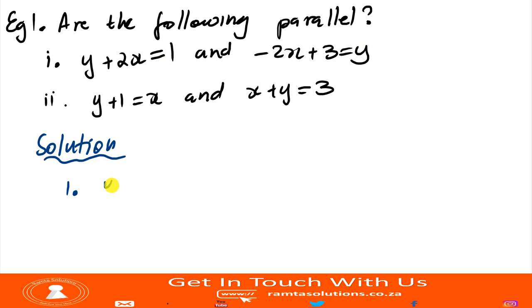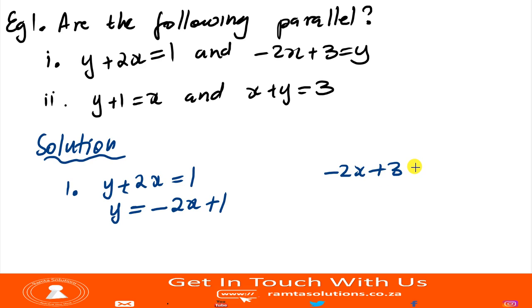Number 1, we have y plus 2x equals 1, which we can rewrite as y equals negative 2x plus 1. And then here we have negative 2x plus 3 equals y. We don't have to do anything. By the way, guys, if you prefer your y's to be on the left hand side, this is what it means. As you can see, I didn't change anything. Negative 2x plus 3 equals y is the same as y equals negative 2x plus 3.